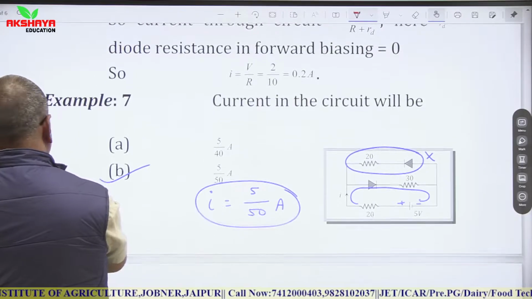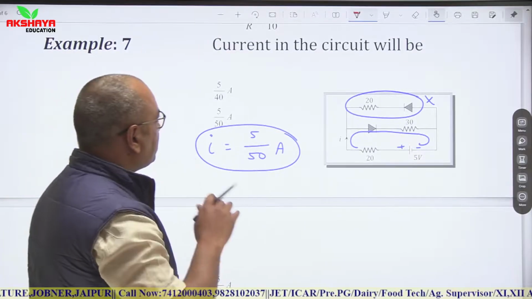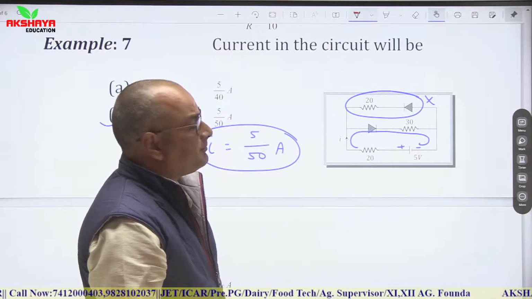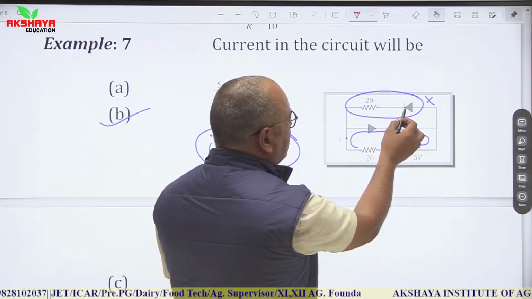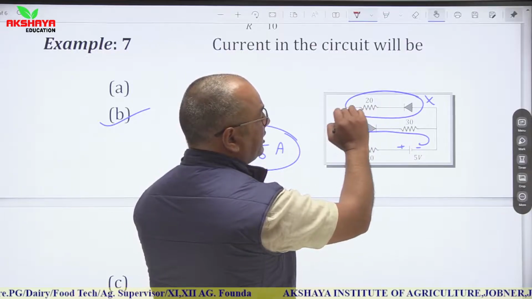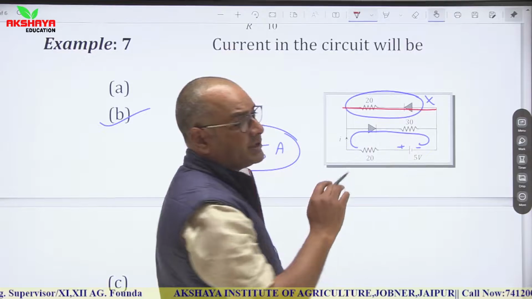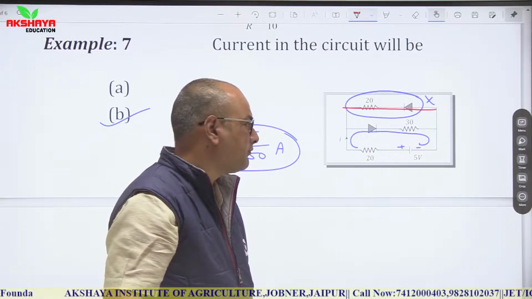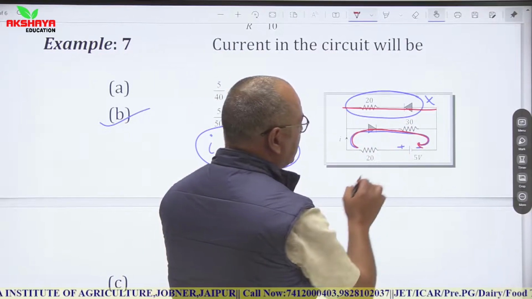Similarly, the next question is also a similar pattern question. We are given again a circuit and the current in the circuit has to be calculated. Again we can see that this circuit is having a diode in reverse bias, hence it will offer an infinite resistance in the circuit, and we can assume it as a simple wire. It means this resistance is not connected in the circuit as there will be no flow of current. So again simply this is the way by which current will flow in the given circuit.